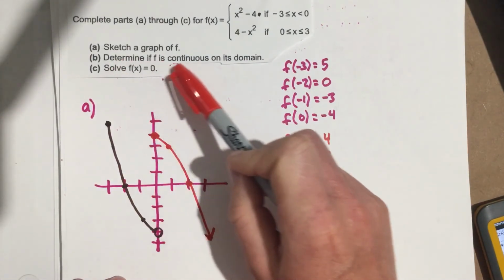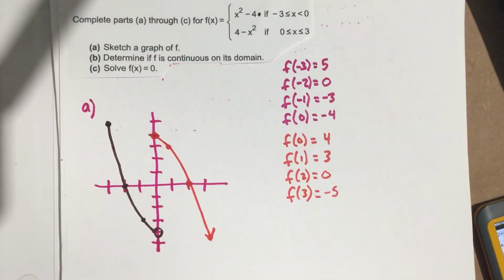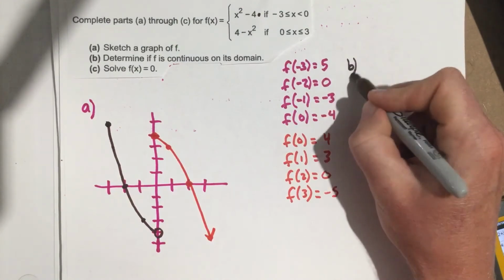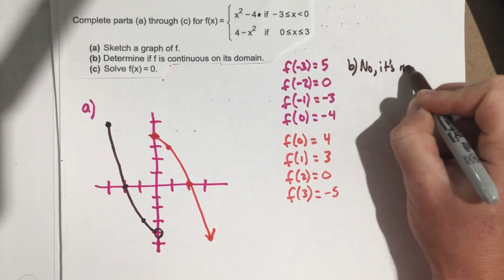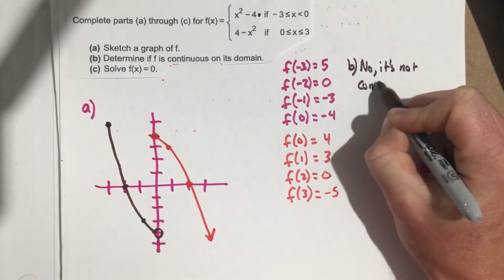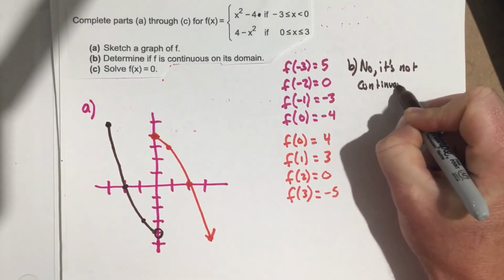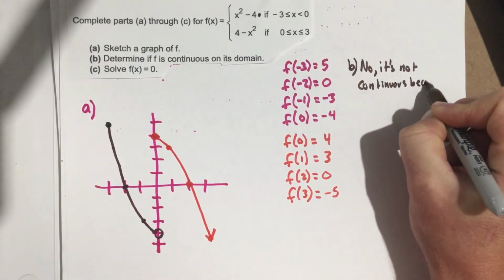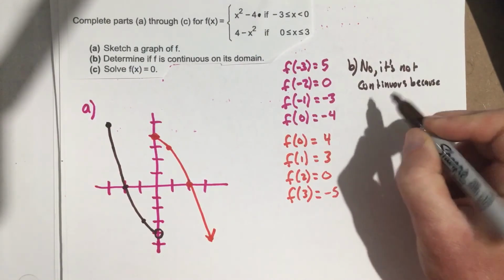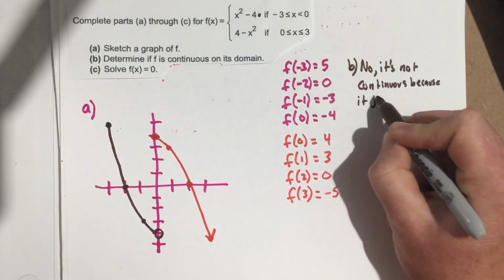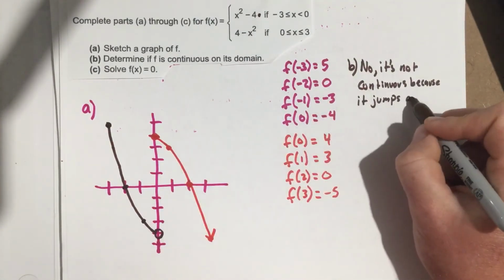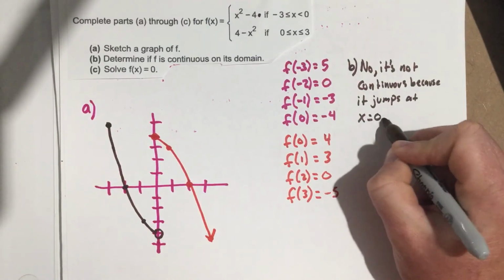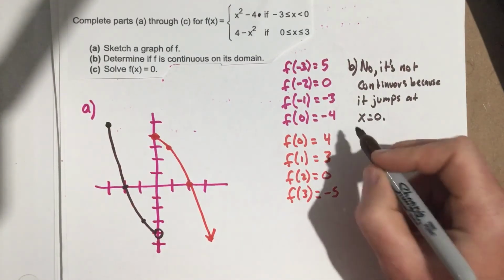Part B, determine if f is continuous on its domain. So for part B, I'm just going to write this here. No, it's not continuous because it jumps at x equals 0. That's part B.